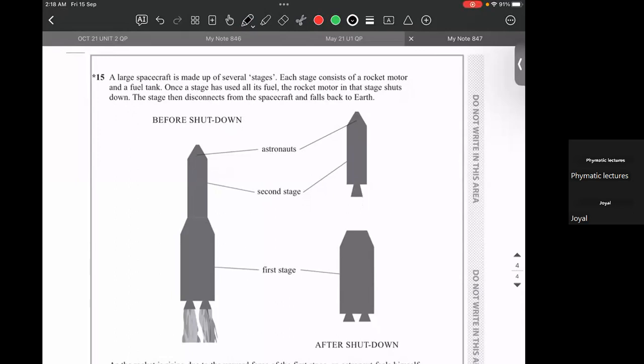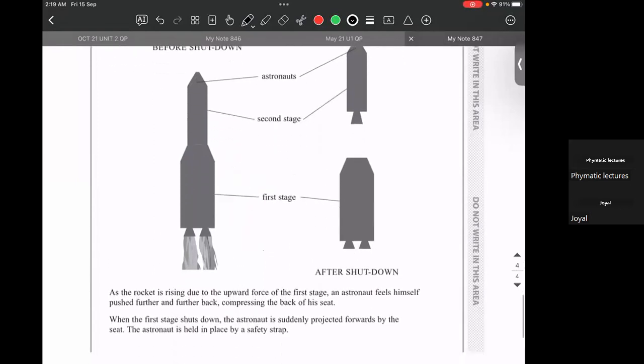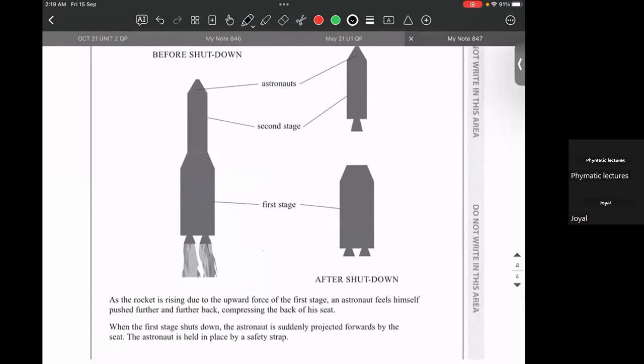Each stage consists of a rocket motor and a fuel tank. Once a stage has used all its fuel, the rocket motor in that stage shuts down. The stage then disconnects from the spacecraft and falls back to Earth. A schematic sketch representation is also given.